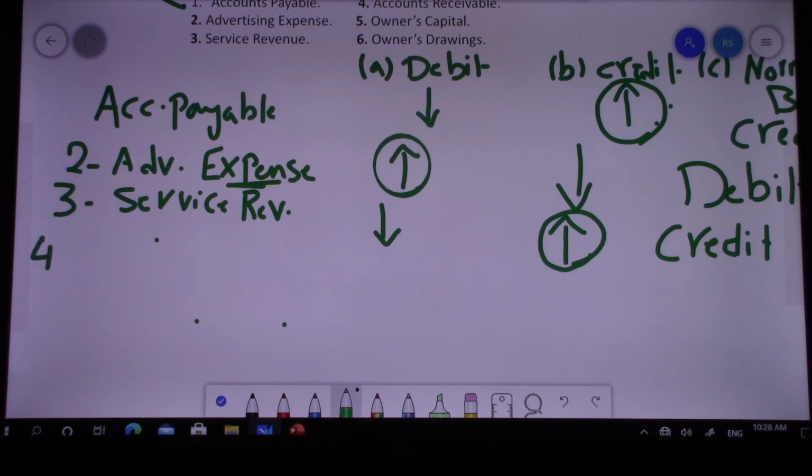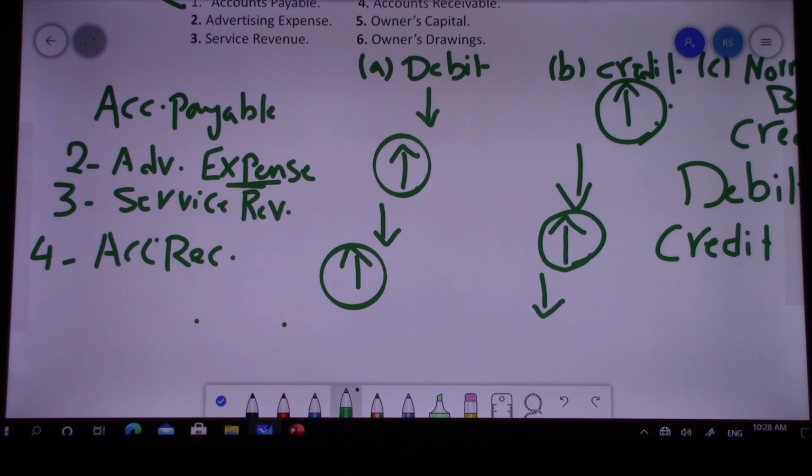4. Accounts receivable. Accounts receivable is considered an asset. So all asset accounts increase in the debit side and decrease in the credit side, and the normal balance is in the increase side, debit.